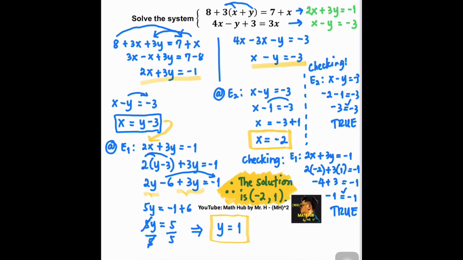So for your challenge question, get ready with your pen and paper and solve for this.